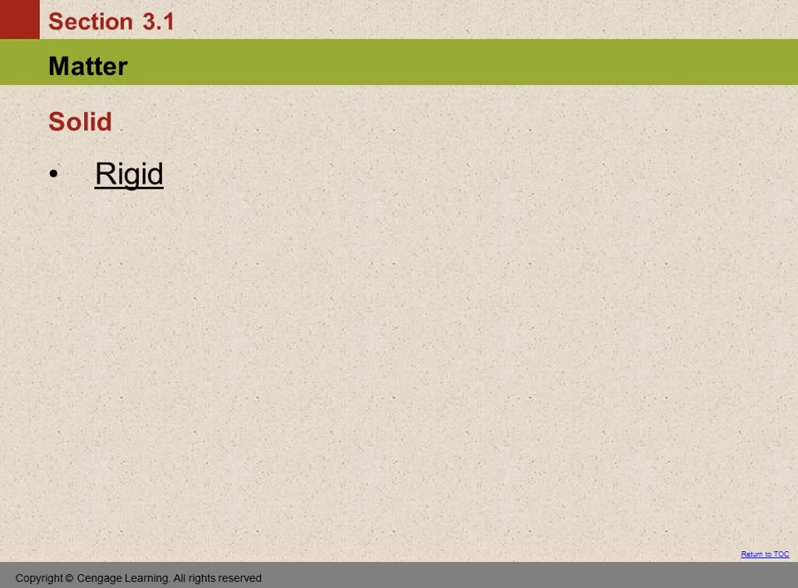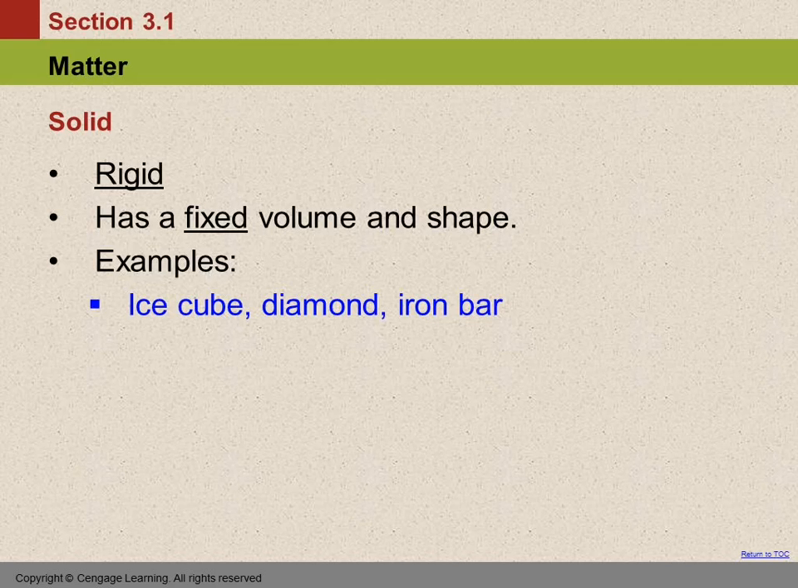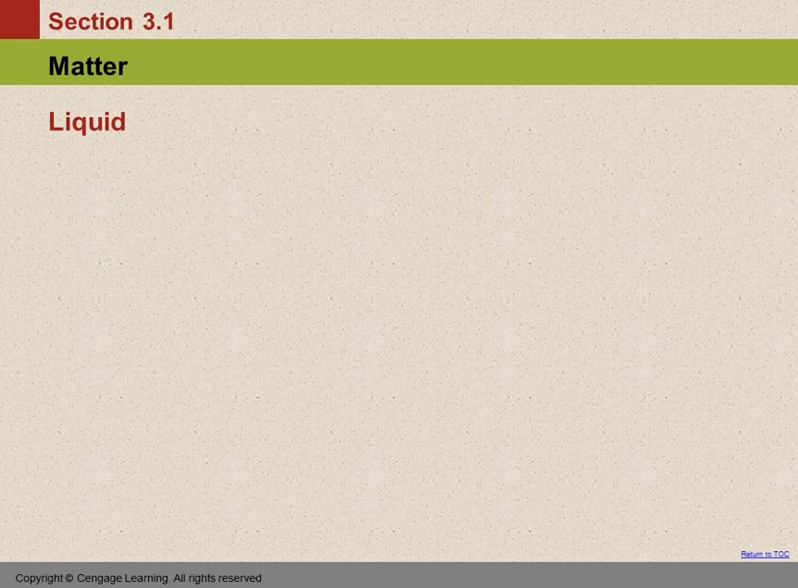So then we'll have some slides here that give us something to write down. So solids are rigid. They have a fixed volume and a fixed shape. You think of an ice cube. Okay? The ice cube, you move it from its tray to a bowl. Does it change its shape? Nope, it stays ice cube shaped. Does it change its volume? Nope, the volume stays the same. Solids retain their shape and their volume. Examples of solids: ice cubes, diamonds, an iron bar. Lots of things are solids. My mouse is a solid, my phone is a solid, my sunglasses, lots of solids.